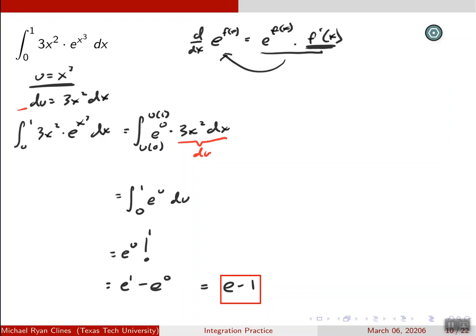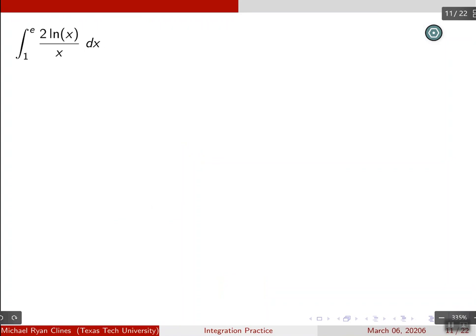Since we dealt with the exponential function on this problem, it only seems polite to deal with the natural log on this problem because they're related to each other. Alrighty, so here we have the definite integral from 1 to e of 2 times the natural log of x divided by x with respect to x. A lot of x right there.